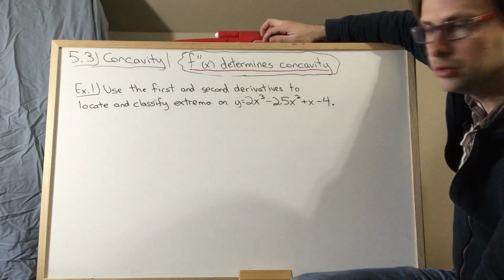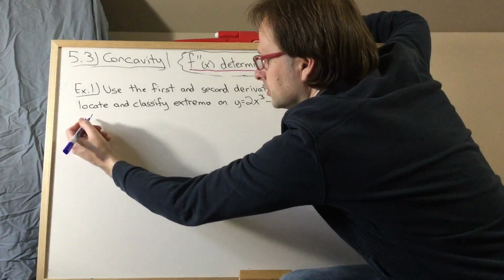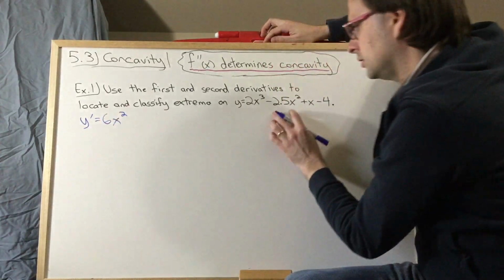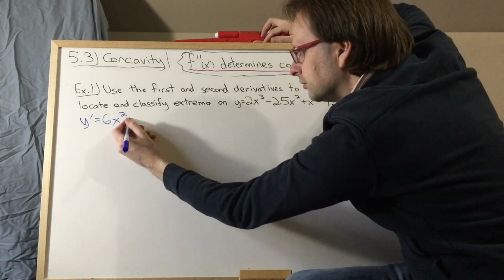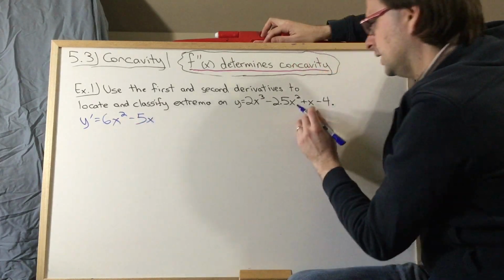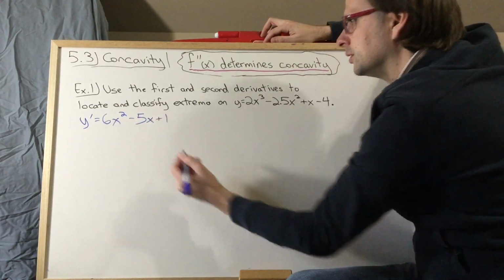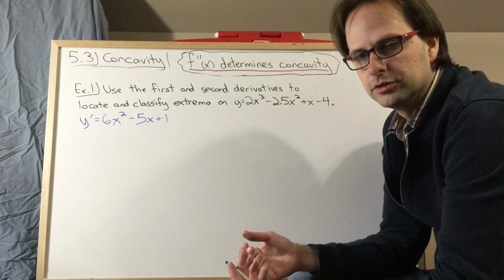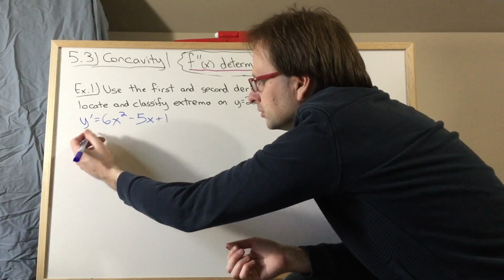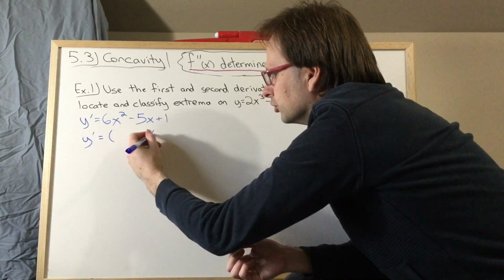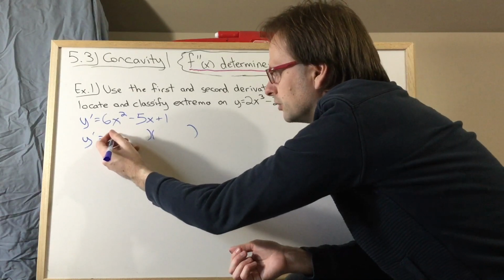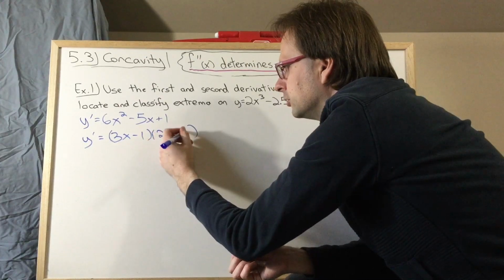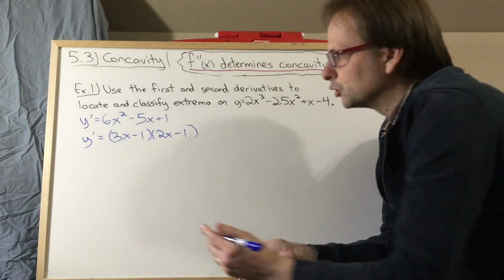So first thing we'll need to do is differentiate. So this will give us 6x squared. This will become negative 5x. And this will become positive 1. I can set it equal to 0, but the simplest thing to do here is just to factor it. So by guess and check or some other method, I'll figure out that it is 3x minus 1 times 2x minus 1, and that's going to give us some critical values.